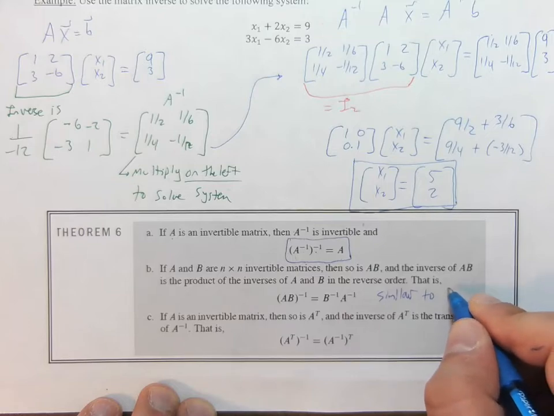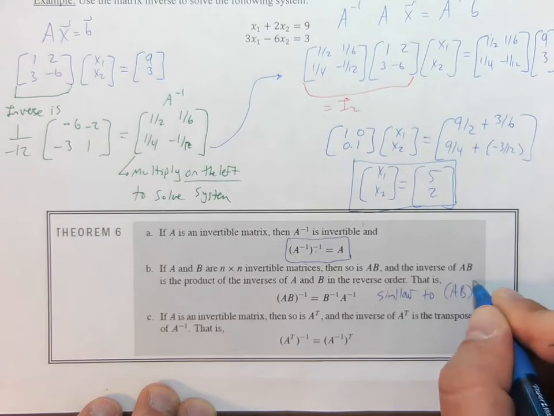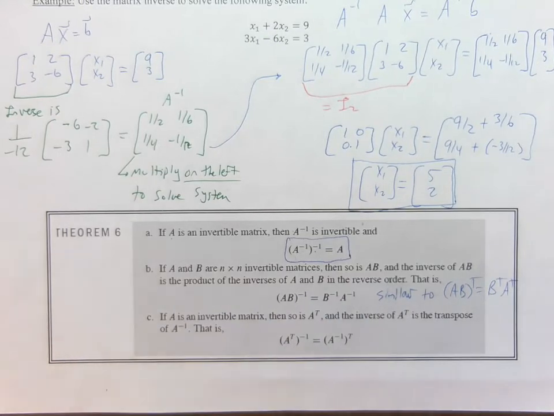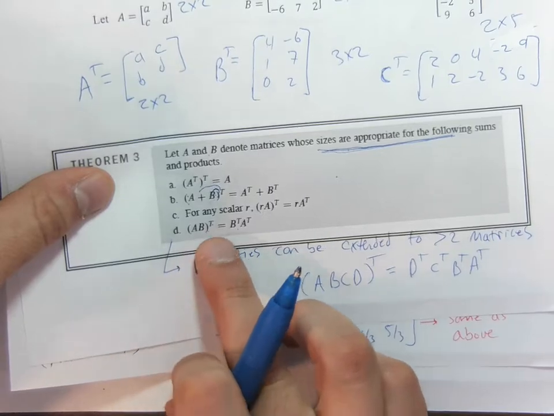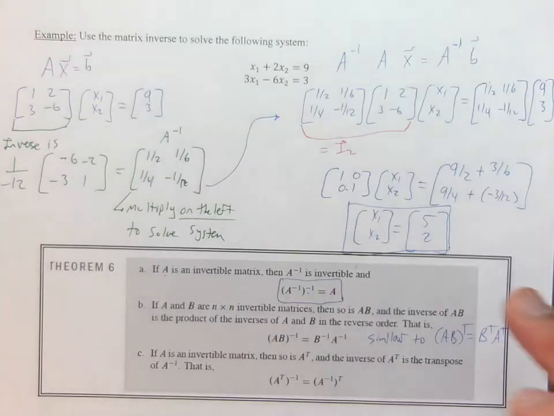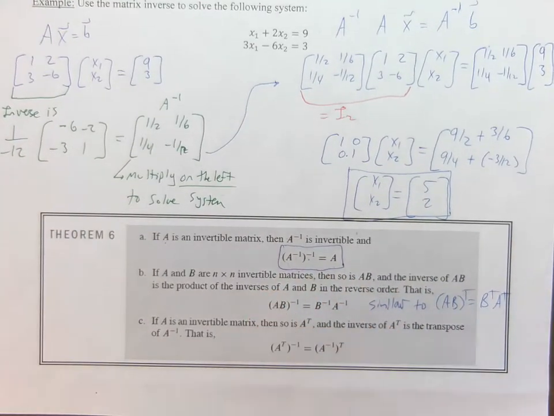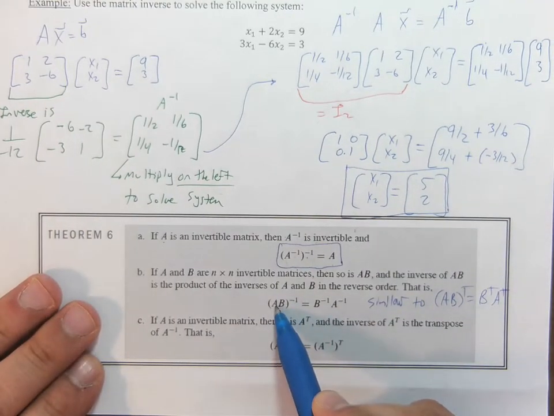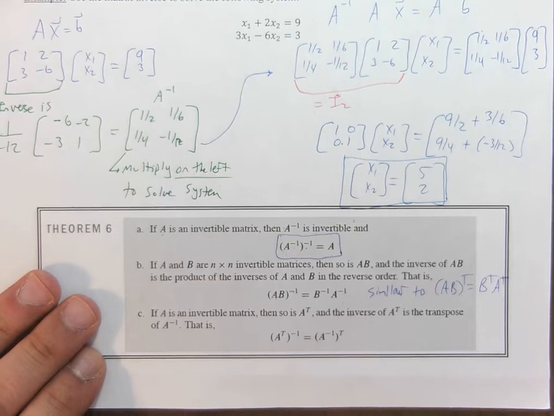The second one is very similar to the transpose thing from a couple pages ago. It's similar to (AB) transpose equals B transpose A transpose. We saw this property on page 5, and this one is very, very similar to that, except it has the inverse instead. But notice that you distribute the inverse to A and B, and you switch the order of them.